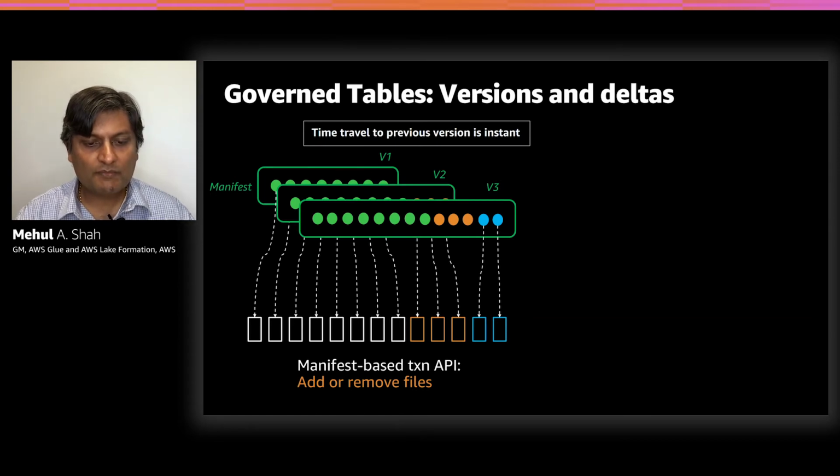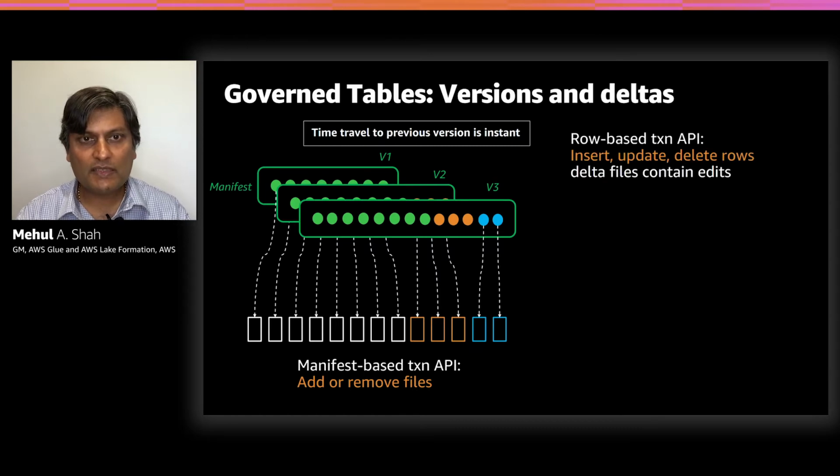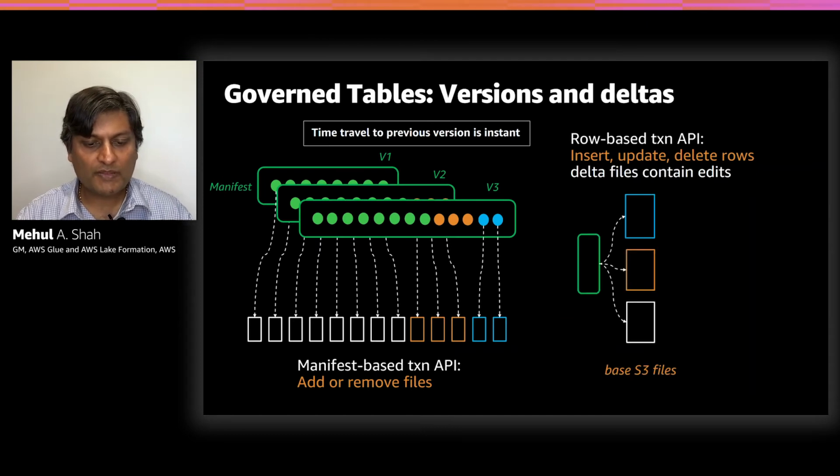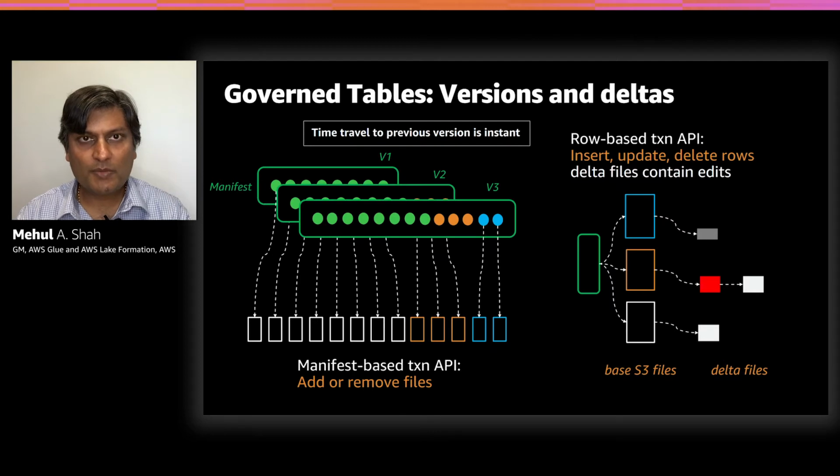We also provide row-based transactional APIs that allow you to insert, update, and delete rows within the table. The way this works is, here's your governed table with its base data in S3. Any changes to that table will be stored in a Delta file that contains those edits. Then when you try to retrieve those records, the Lake Formation APIs will resolve all those changes and give you a consistent view of your table.